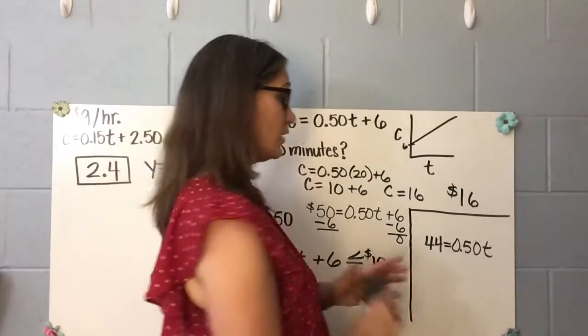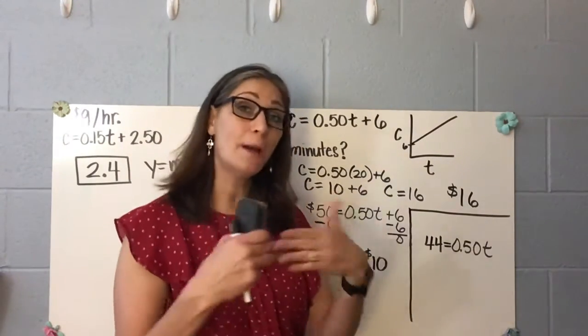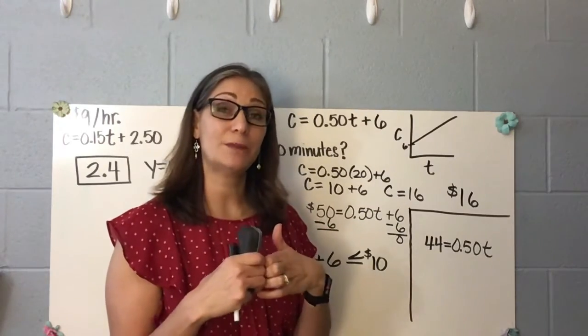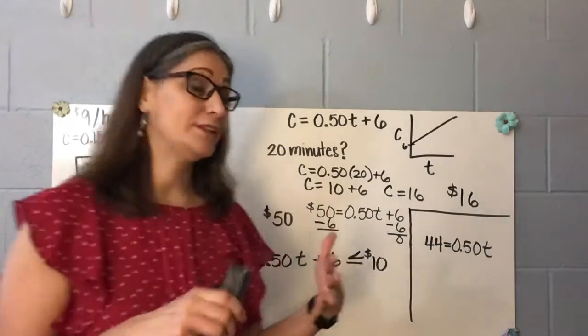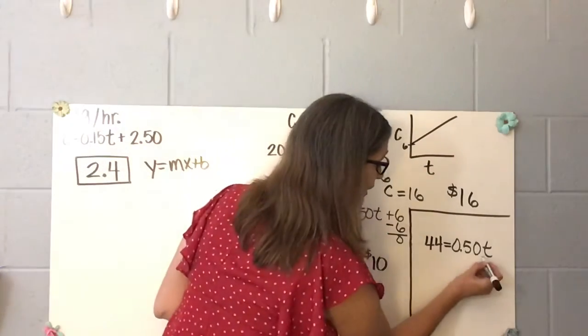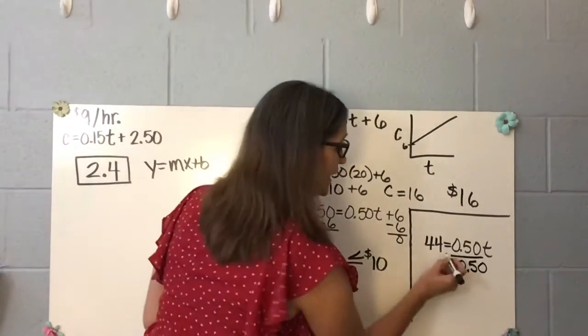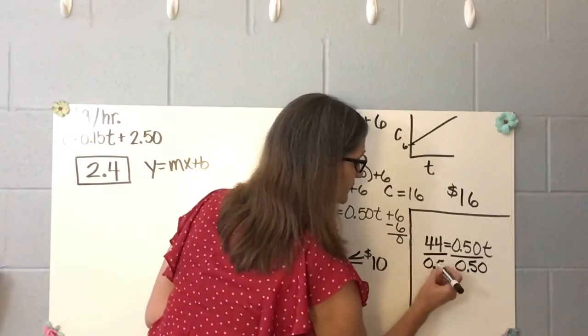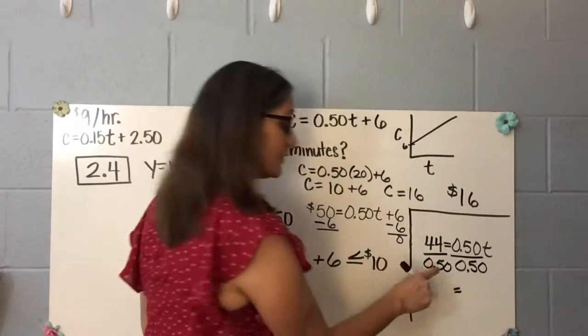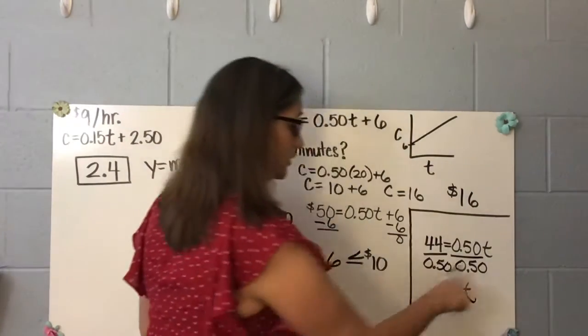Okay, so right now, this is multiplied because 50 cents is pushed up against t, and anytime things are pushed up together, it means multiply. So right now I want to divide. I want to do the opposite to undo it. So I'm going to divide this side by 50 cents, and I have to divide this side by 50 cents. That will give me whatever this side is equal to t, because this is going to go away.